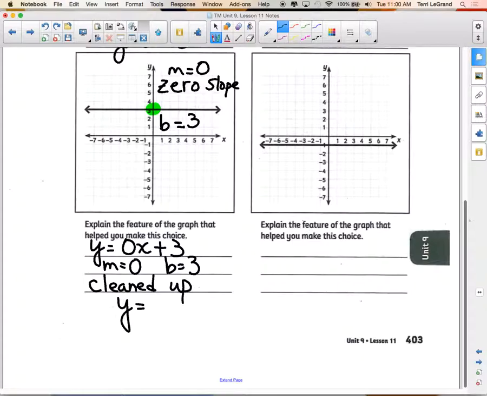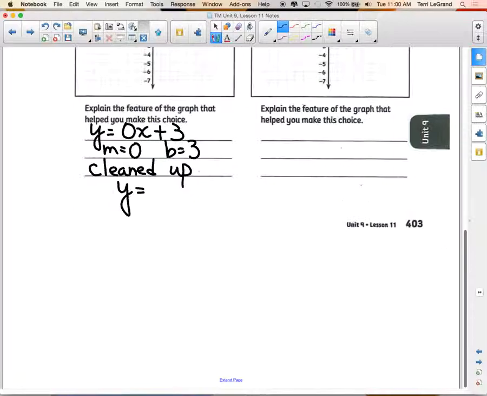What's 0 times x? What's 0 times anything? 0. Okay, so we have a 0 plus that 3. What's 0 plus 3? 3. So it's kind of like the x term can be gone.